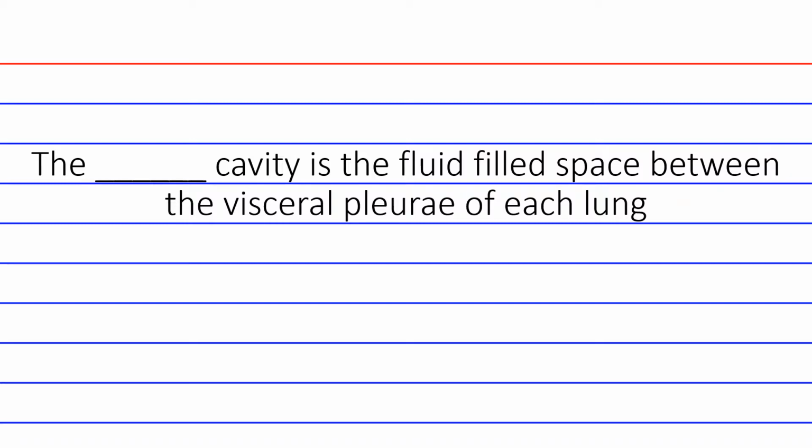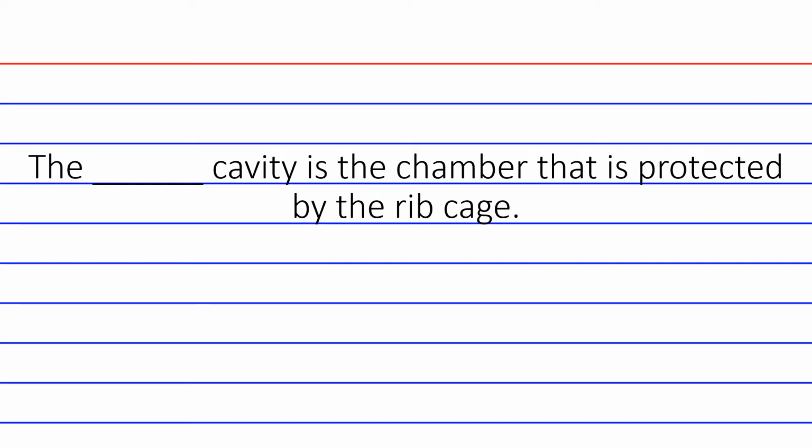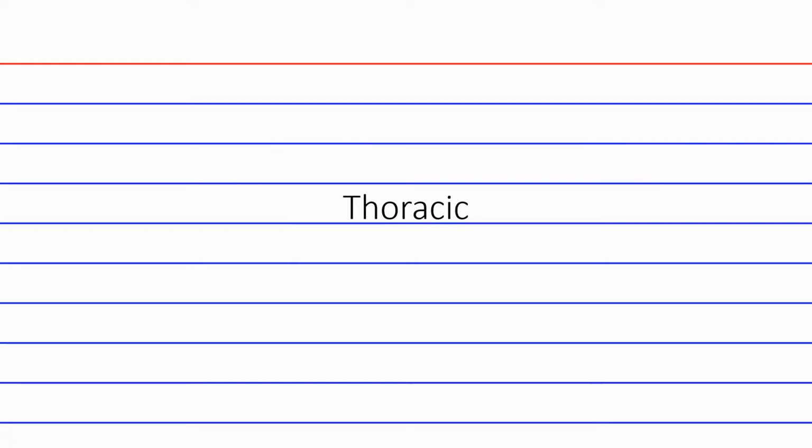The blank cavity is the fluid-filled space between the visceral pleura of each lung. The answer is the pleural cavity. The blank cavity is the chamber that is protected by the rib cage. The answer is the thoracic cavity. Think of that as the location of the thoracic vertebra.